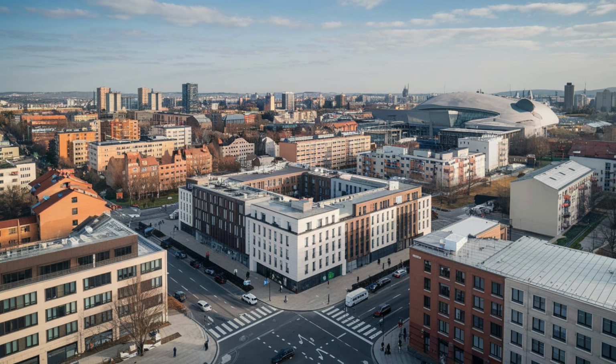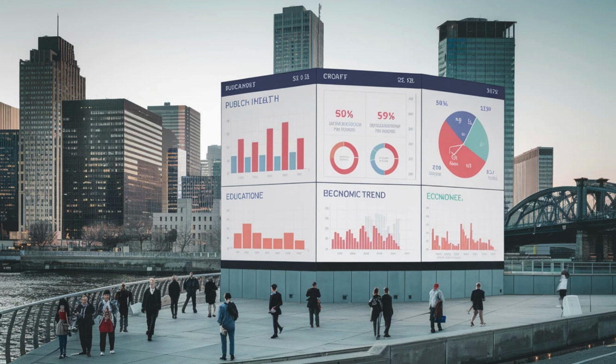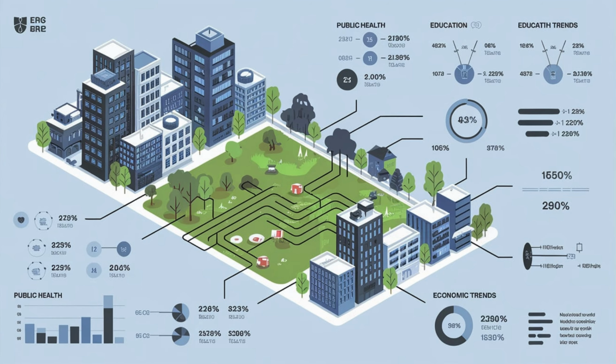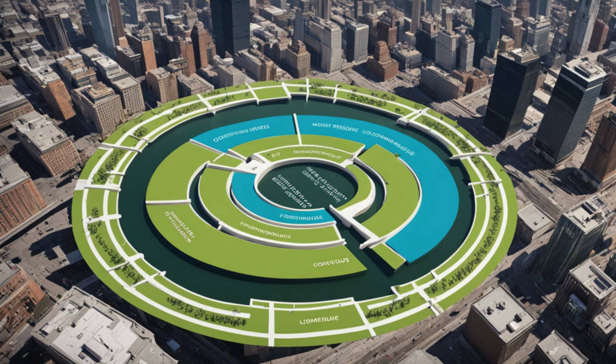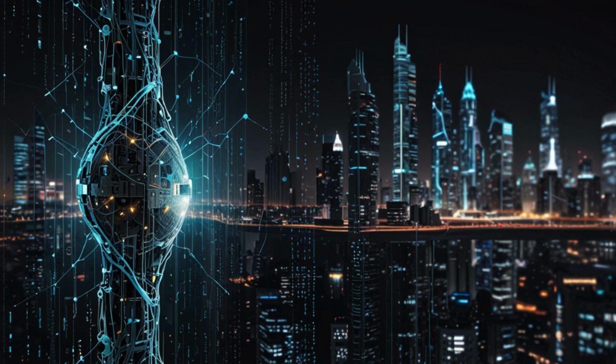Data-driven governance also allows cities to become more agile in their decision-making processes. Governments can analyze data on public health, education, and economic trends to implement policies that better meet the needs of their citizens. This continuous feedback loop allows cities to mutate their governance structures and strategies in response to changing circumstances, improving their overall resilience.